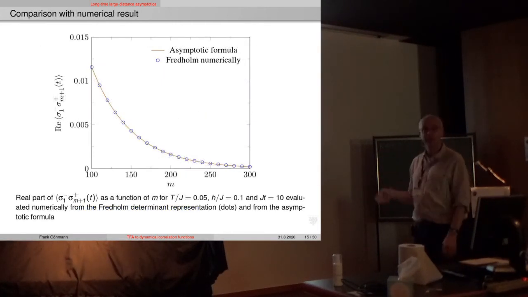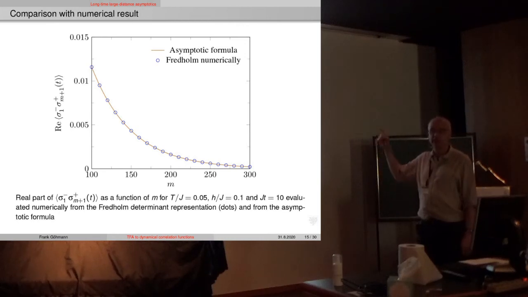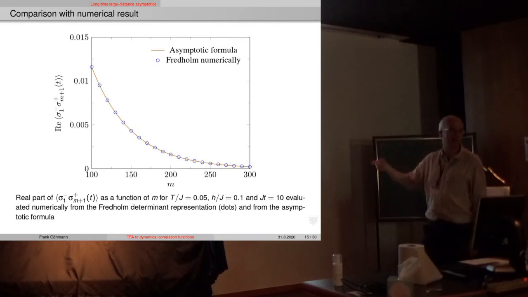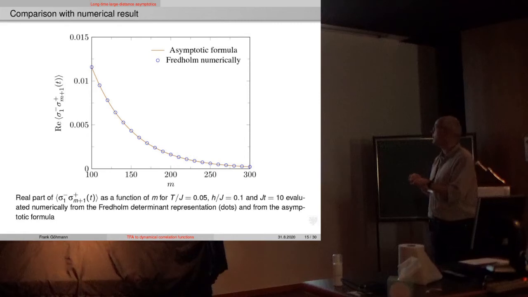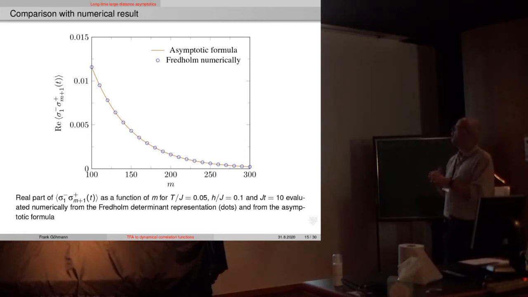Okay, and here's the picture. Since this one is, we also can get a Fredholm determinant from that on which we did work. Those are the blue dots. So then you get everything numerically from the series. And the brown curve is the asymptotic formula.